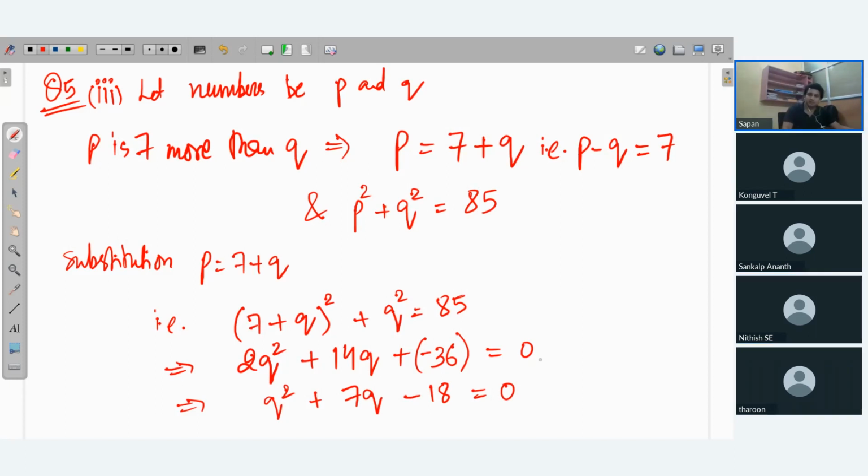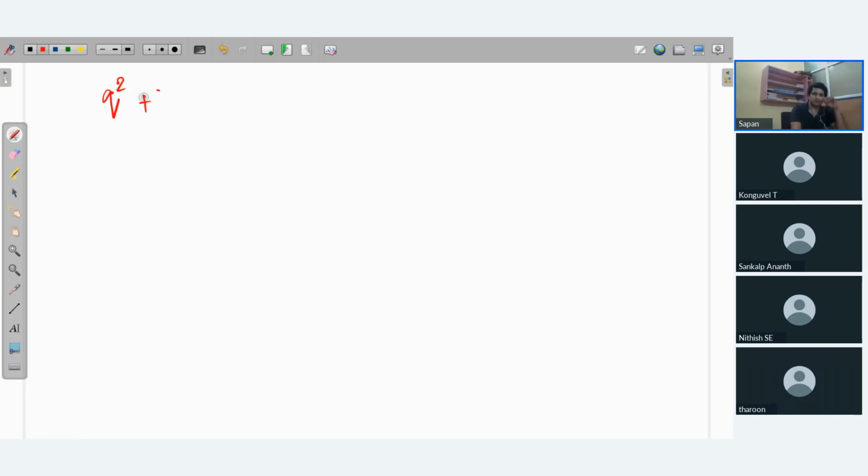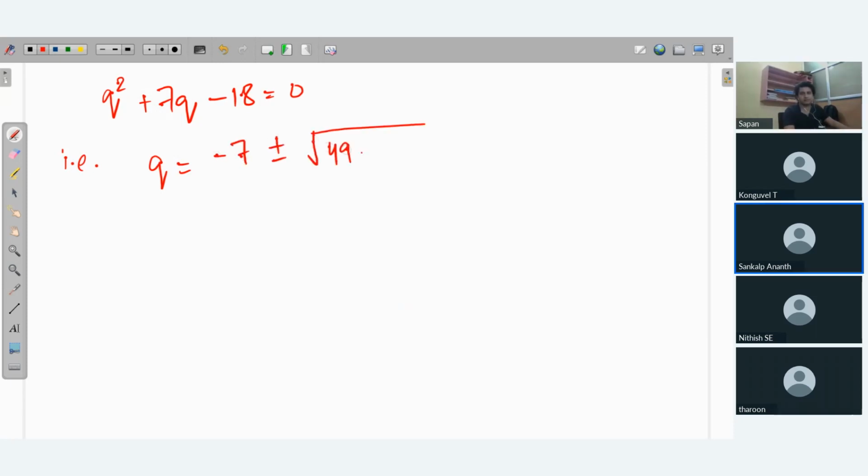So you know what type of equation this is? It's a quadratic equation. We know how to solve A square plus B minus C. It's the same, in the variable Q now. I made one mistake: instead of writing plus 14Q, I wrote minus 14Q, sir. Your one mistake will cost you the question. Yes, sir, it is the quadratic equation.